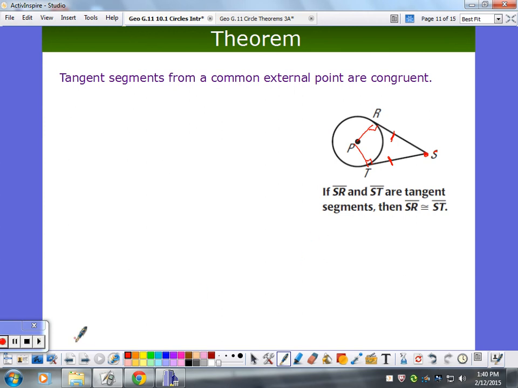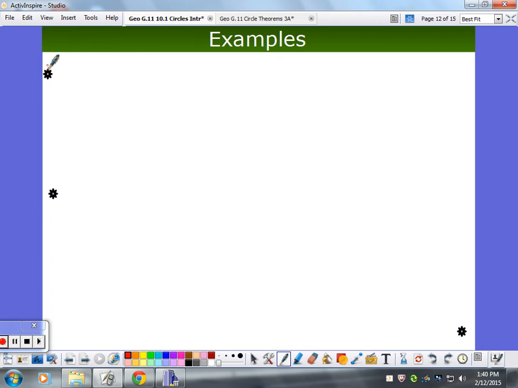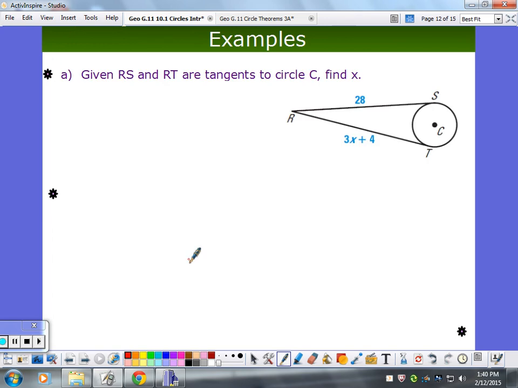They're looking good. So let's apply this theorem a little bit, just a couple of examples. For example, given RS and RT are tangents. If you ever want to mark that they're tangents, I would just do this, so that by looking at the picture, you know those are tangents. Find X. Well, it must be that these two things are congruent because they're coming from the same point, so I just set them equal. Solve that equation, X is 8.